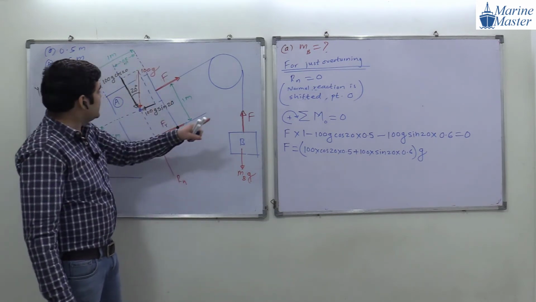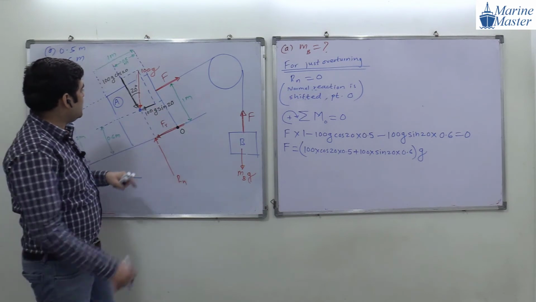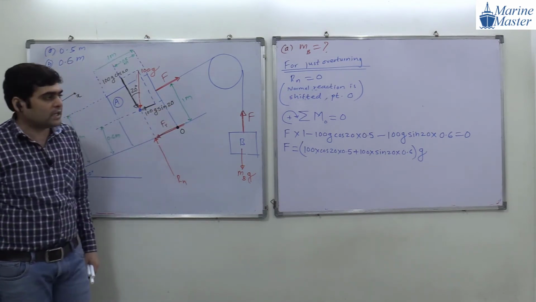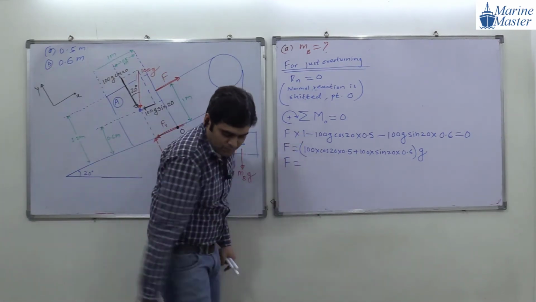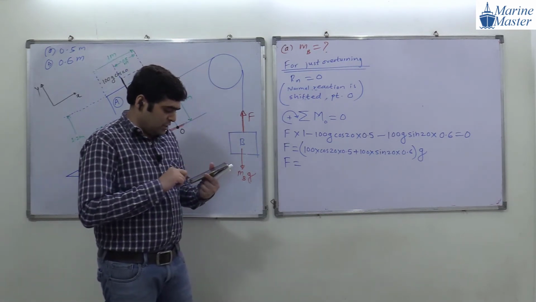Check it once again. 100G cos 20 times 0.5, okay. 100G sin 20 times 0.6, okay. Components I have taken correctly. Check it once again, everyone. So what will be the value of F? We will get value of F in terms of what, guys? We will get it in terms of G.